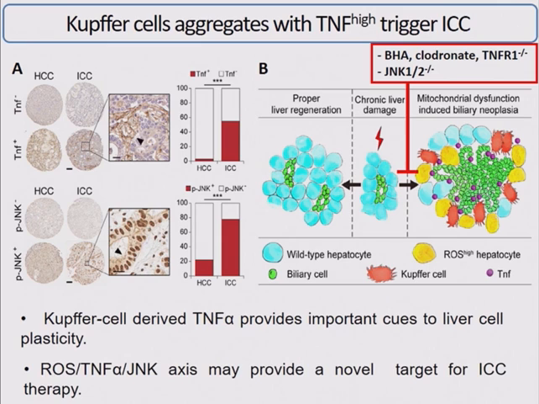And further on, we believe that this particular axis, the ROS TNF JNK axis, might provide a novel target for ICC, but that of course has to be tested, and we're doing a lot of experiments as a consequence of this in mouse models, but also checking a lot of human specimens and looking for mutations that go together with what we see when it comes to phospho-JNK activation.